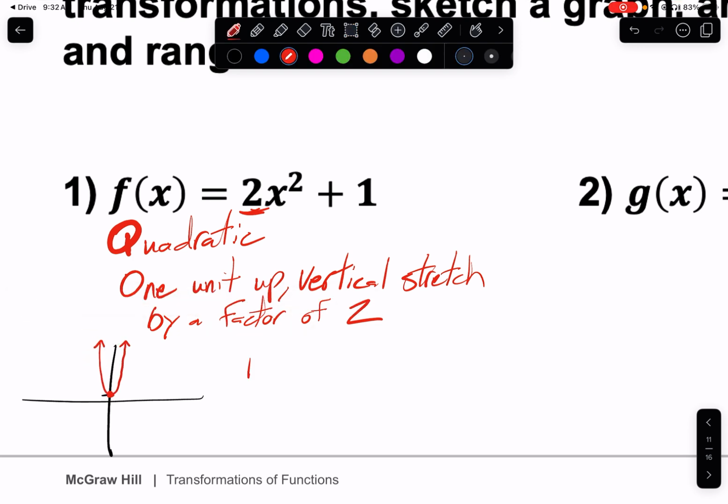Okay, and then our domain is still going to be negative infinity, infinity. Our range, okay, now we have a different limit because we've translated it up, is going to be 1 to infinity, because now it's not sitting right there on the origin.